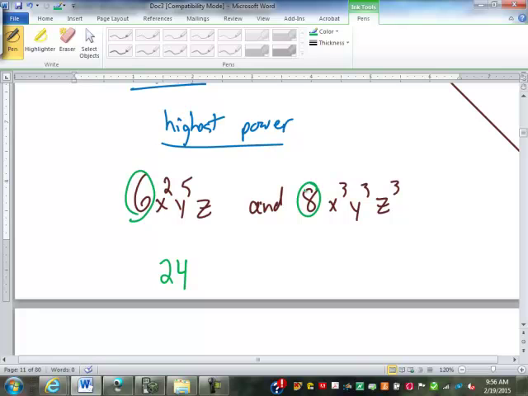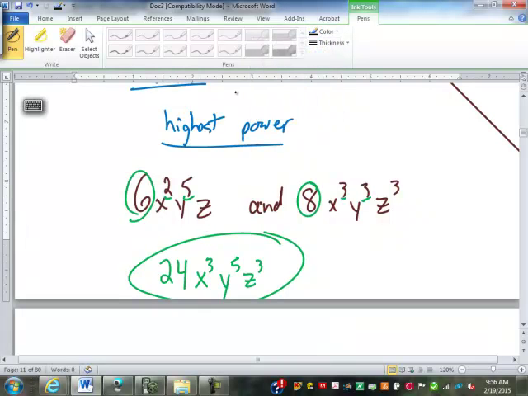24. Now for the variables, we don't need to list them out because we know that for each variable, it's just going to be the highest power. So for x, it will be the 3rd, 2 and 3, so use the bigger one, 3. Y will be the 5th, and z to the 3rd. There it is. Not so bad.